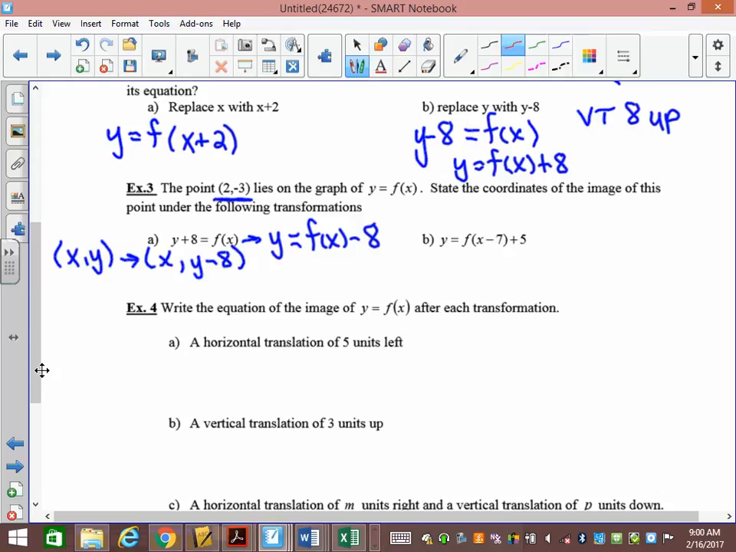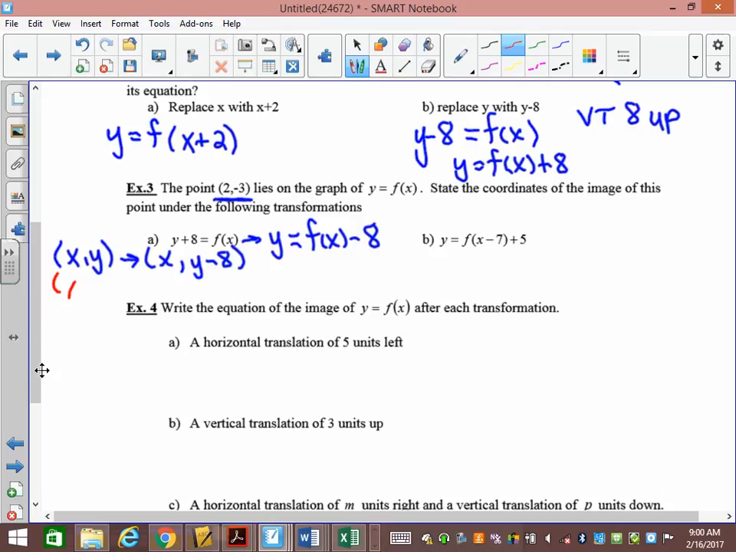Now that I have my mapping, it's very easy to give the new point. You just plug the old point in for x and y and solve for the new. On a written response, could you just go -3 minus 8, or do you have to write out x, y, arrow, x, comma, y minus 8? It's better if you do this because people make silly mistakes, and then I can give a part mark if it's a written response. But if you just put a wrong answer, I can't do anything for you.